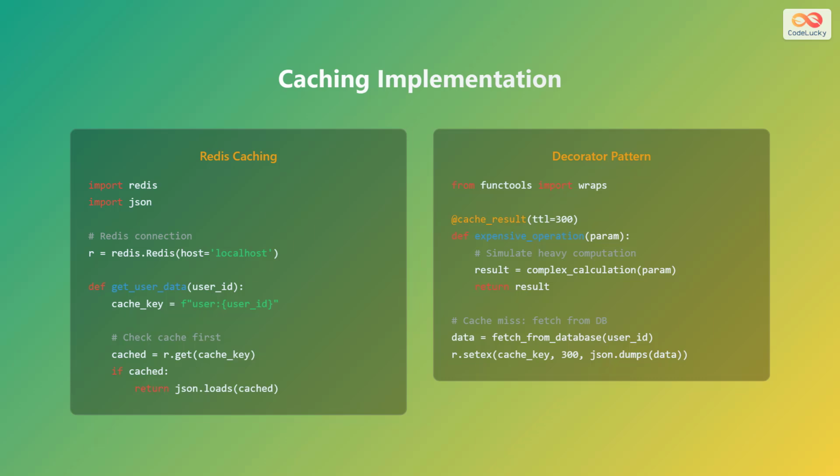Now, let us explore the decorator pattern. From the functools module, import wraps. Use cache_result as a decorator with a time to live, or TTL, of 300 seconds for your expensive operation function. The result of this function will be cached, and subsequent calls with the same parameters will retrieve the cached result instead of recomputing it.